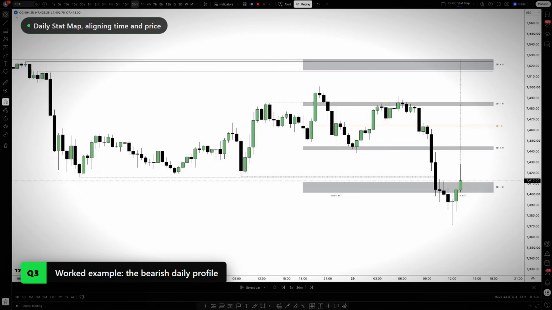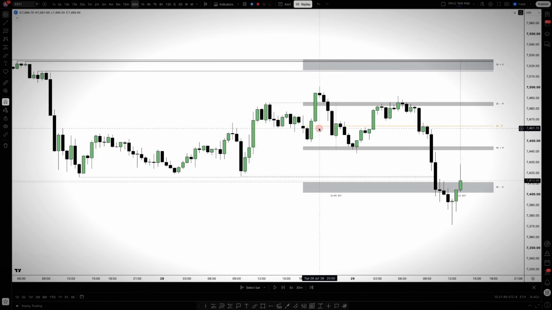Let's take a look at a couple of examples. So I'm going to show you a bearish case scenario here. And the key things that we're looking at is, again, we're looking at a daily stat map. We have our time delineations here. Those are the average time for manipulation, average time for distribution, right? And these are our bearish manipulation. This is our bullish manipulation. This is a bullish distribution. And this is a bearish distribution, right?